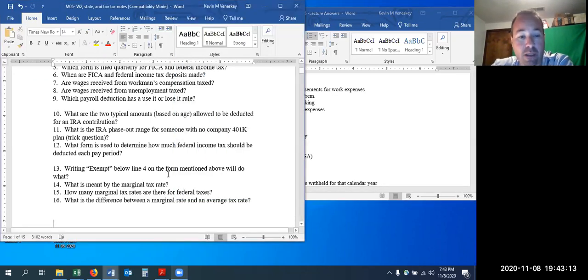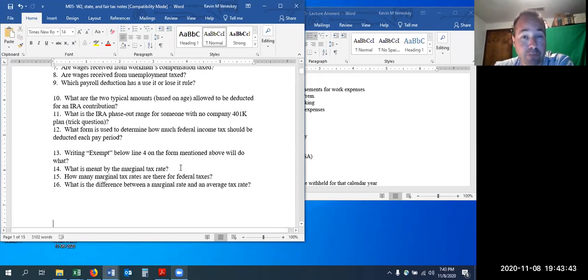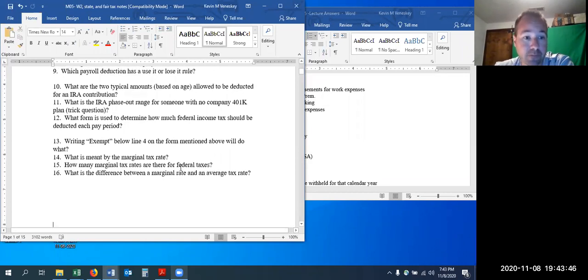Writing exempt below line 4 on the form mentioned above, which is the W-4, will do what? Basically, that means that the employer will not take out any federal income taxes out of your pay because you do not think that you will meet the requirements to need to pay. You'll be under the filing threshold. So therefore, nothing will be taken out. And except for state taxes, you may not even need to file. It's always best to go ahead and file anyway. Maybe you'll get other things like earned income credit, perhaps, or child tax credit, the additional child tax credit.